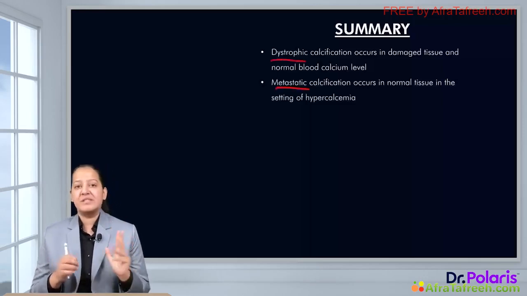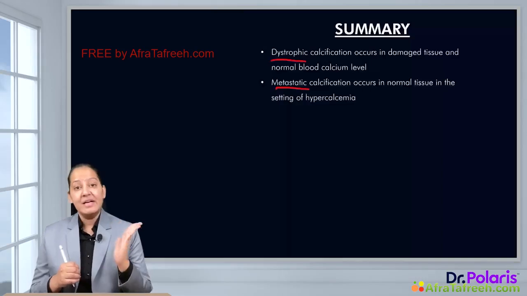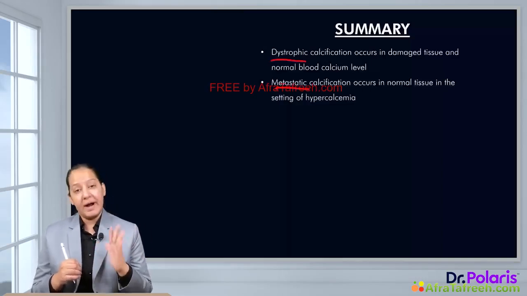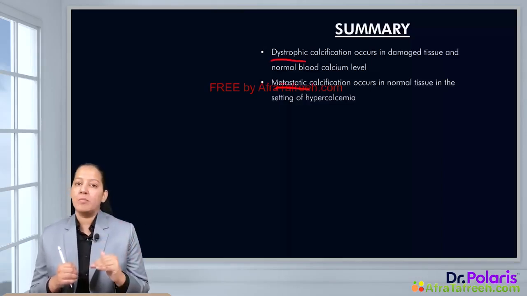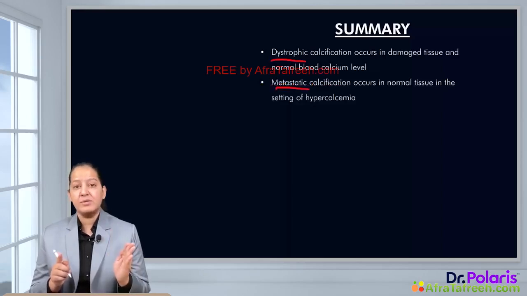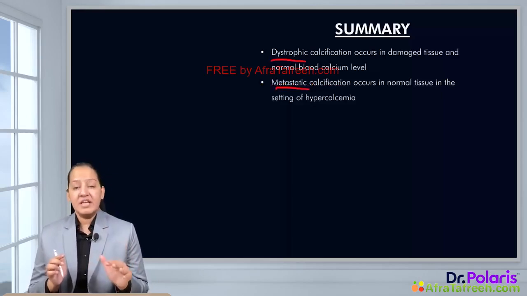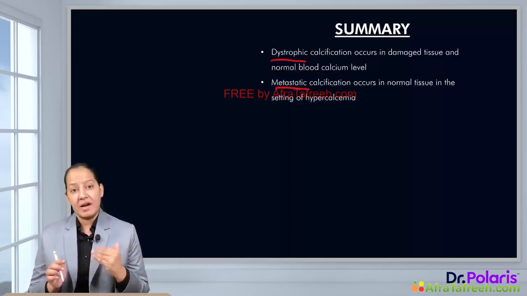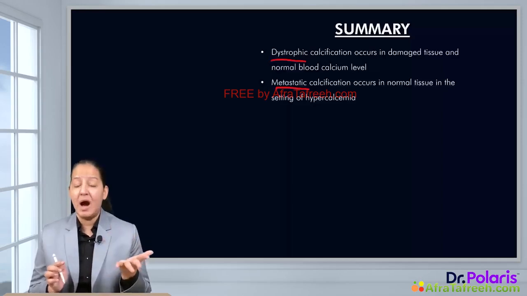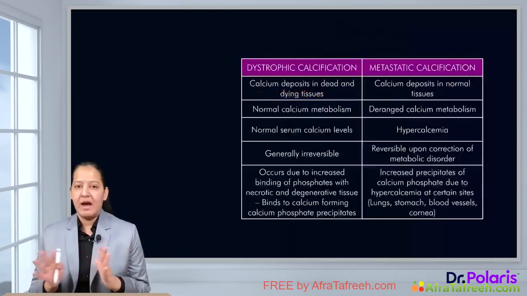We have learned the differences between them. In dystrophic, D for D, the calcium gets deposited in dead and degenerated tissue. But the calcium level in the blood is normal. The calcium metabolism is normal. On the contrary, in metastatic calcification, the calcium gets deposited in healthy, living, normal tissue. But here, the calcium levels in the blood are abnormal. There is hypercalcemia. The calcium metabolism is deranged here. So those are the two types we have learned.